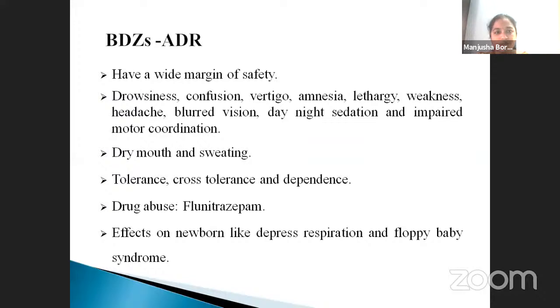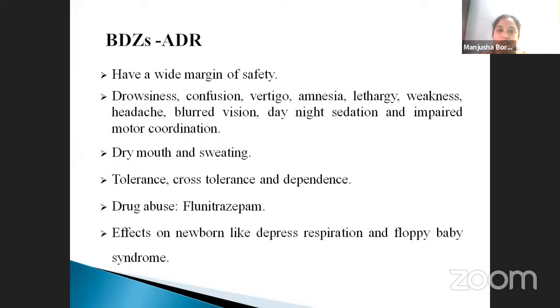Benzodiazepines have a wide margin of safety. They are generally well tolerated, but also produce drowsiness, confusion, vertigo, amnesia, lethargy, weakness, headache, blurred vision. Day-time sedation is more common, along with impairment in motor coordination. So while driving, benzodiazepines like diazepam and lorazepam should not be used. Dry mouth and sweating are more common. Repeated or long-term administration of benzodiazepines may cause tolerance, cross-tolerance and dependence, and also drug abuse.